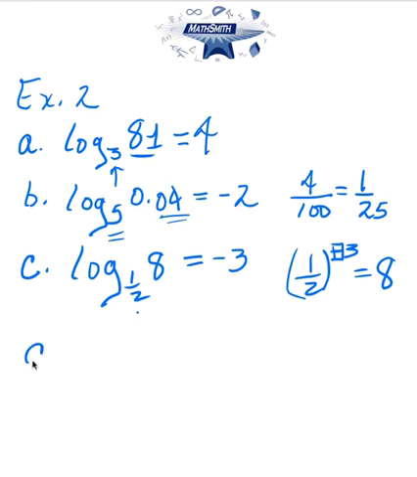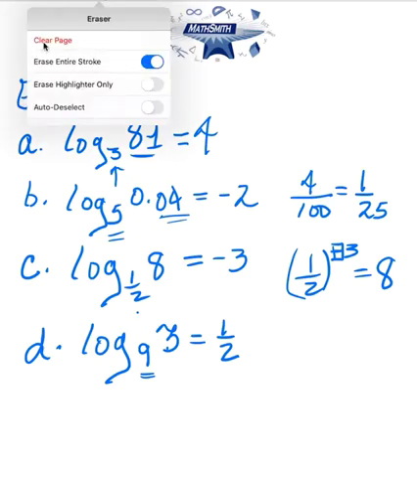All right, and then lastly, on this example, log, my base is 9, my number is 3. So you're saying, which exponent am I going to raise my base 9 to in order to get to 3? Of course, I know the square root of 9 is 3. So that means I'm going to have to raise 9 to the 1/2 power in order to get 3. Okay, so that's how you simplify those.